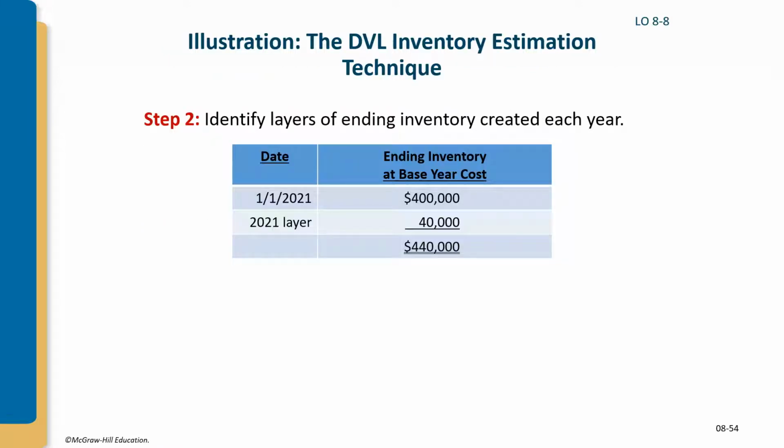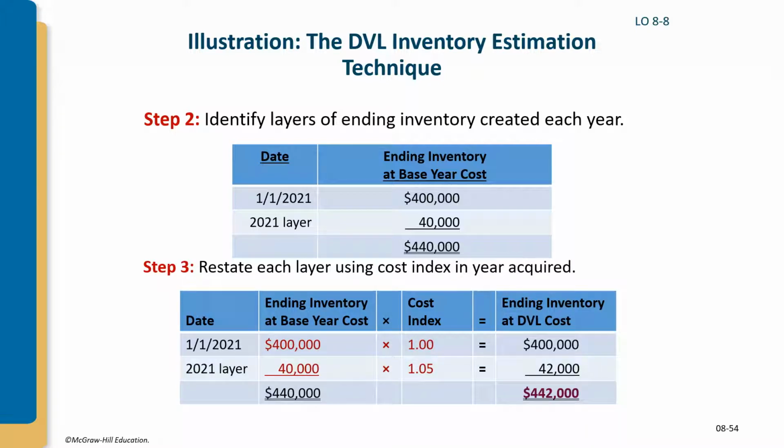So your inventory at base year costs really is comprised of the $400,000 it started at the beginning of the year plus $40,000 additional amount of quantity you added, because only $40,000 was increased by quantity. It had nothing to do with cost increasing. Why? Because you've already taken out the cost increase by dividing that $462,000 by 1.05. Okay, so your ending inventory increased quantity-wise $40,000.